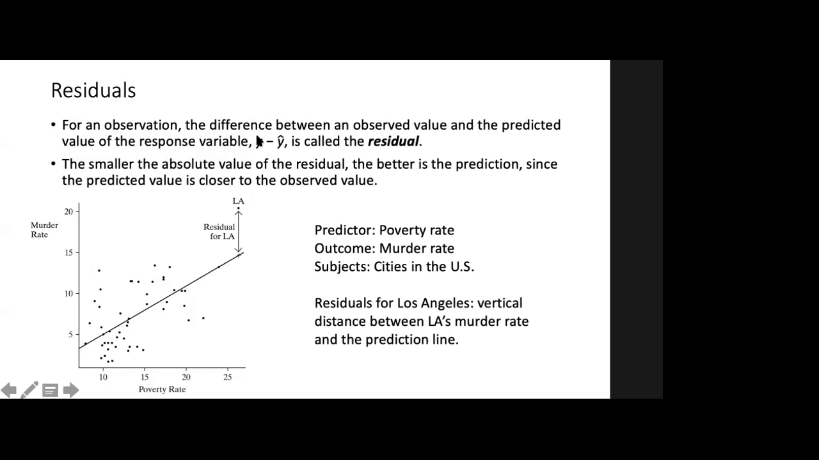Okay. So the difference between the actual y value and the y hat, the predicted value, again, it's always conditional, right? So given a certain value of the predictor, that is called the residual. And obviously, the smaller the absolute value of the residual, the better the prediction, because the predicted value is closer to the observed value.